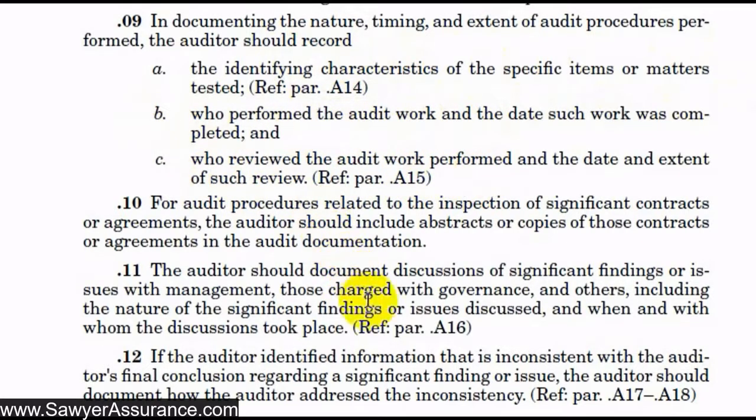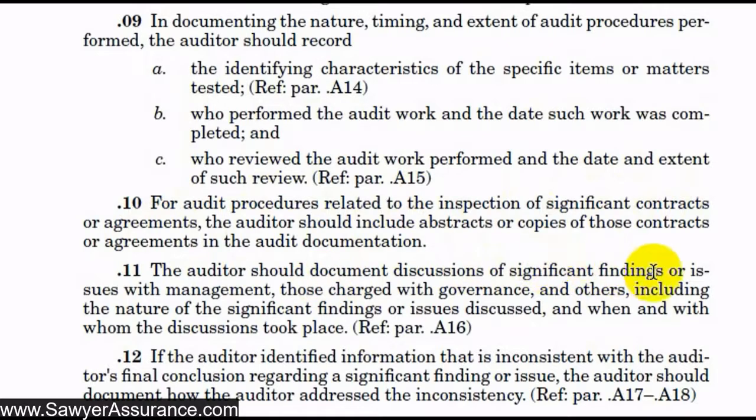And now going on to some more specific items of what to record, if we have some significant contracts or agreements, we should put those in the audit documentation. Usually these are put into what we call a perm file, something that we maintain for future years, such as loan agreements or big contracts. And we need to put these contracts and agreements in the audit file somewhere.